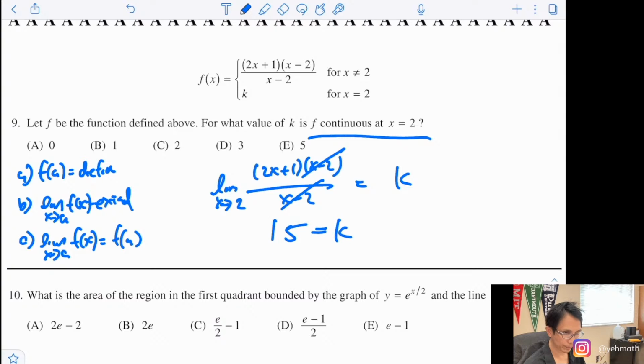Is that right? Did you get it right? I don't know. I'm not looking at the answer, so possibly I made some stupid mistake. But so far, I'm probably doing okay.